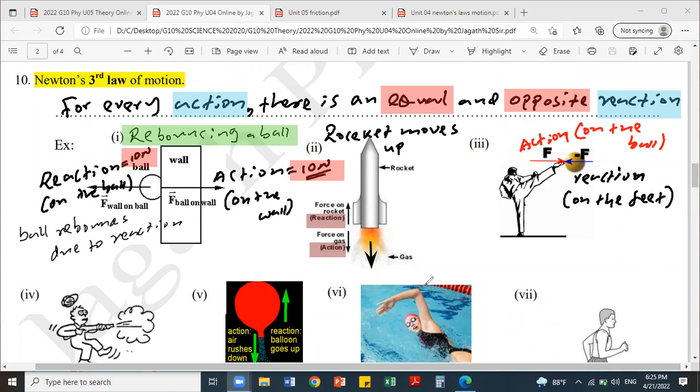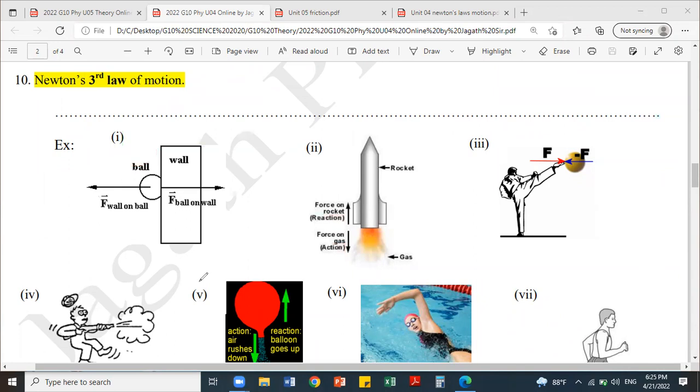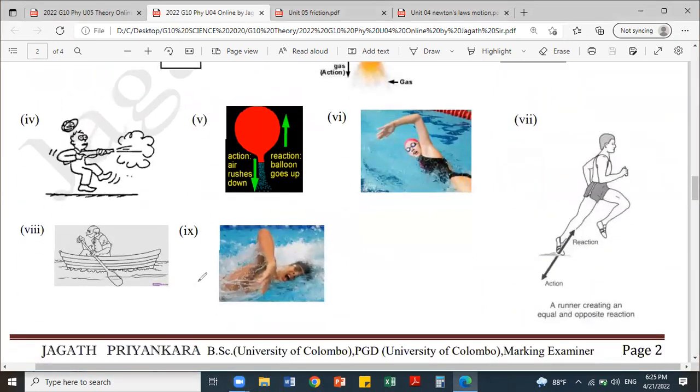I'll erase the screen. So you had enough time to copy it, right? Now there's one more example. You can see here, when shooting, right?